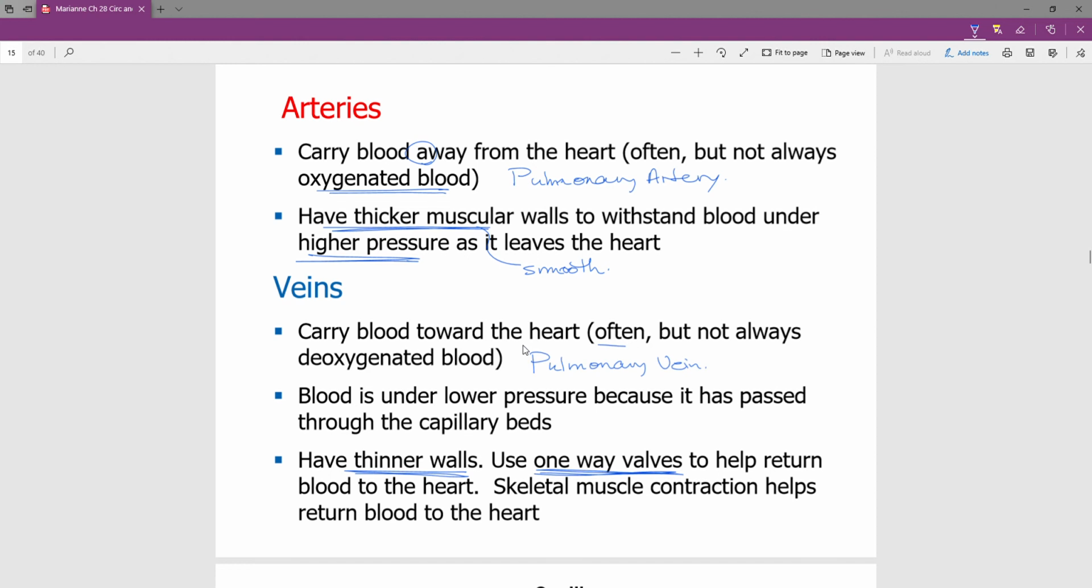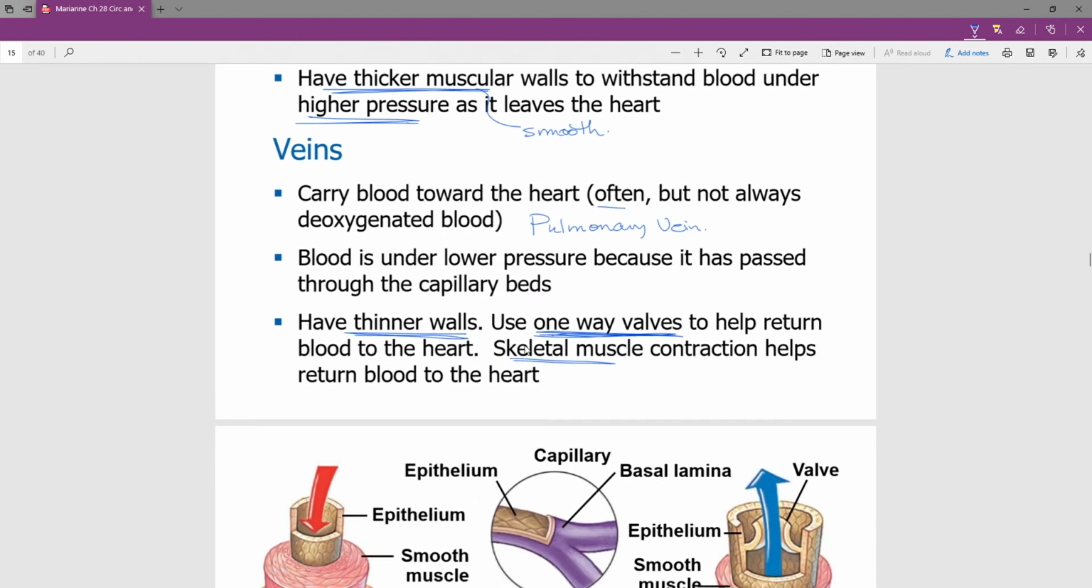The other thing that helps these one-way valves and helps the return of blood back to the heart is a contraction of skeletal muscles. So if you move your legs and go for a walk or something, that'll encourage blood to return to the heart.